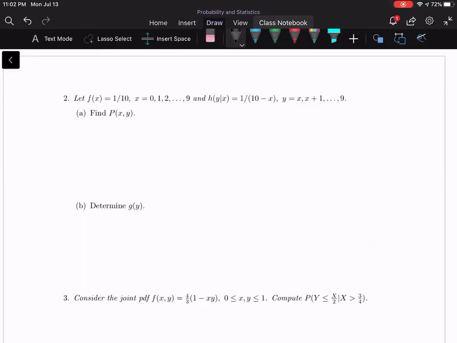So we want to find the joint distribution of x and y. By definition, this is going to be, let's see, the probability of y given x times the probability of x.